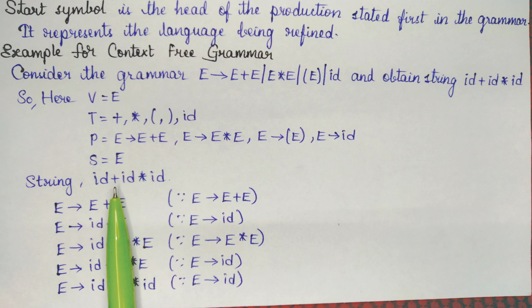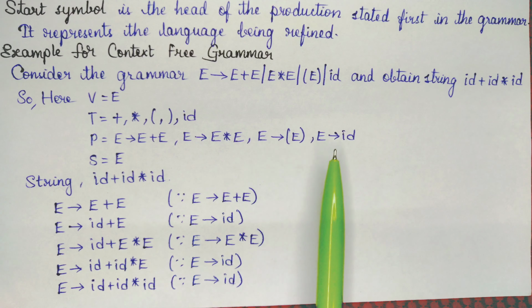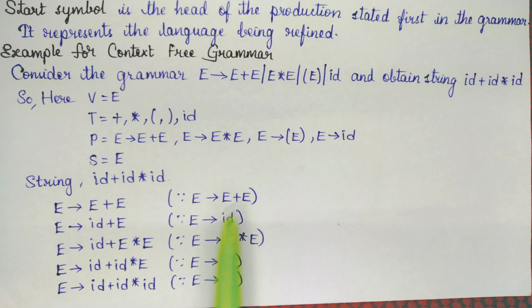So the required operators are plus and into. Up to here we obtained the required operators. Now we have to replace these E's with ID. Coming from left to right, replace this E with ID. As we have the production E produces ID, replace this E with ID, and then replace this E with ID. Like this, our required string is obtained: ID plus ID into ID. This is the required string.